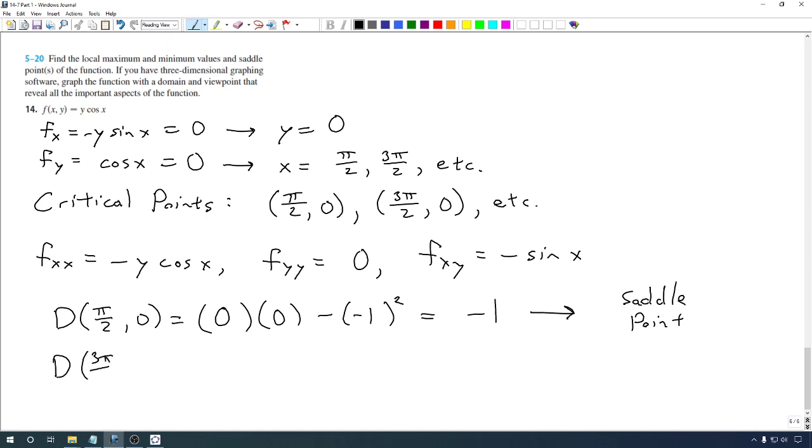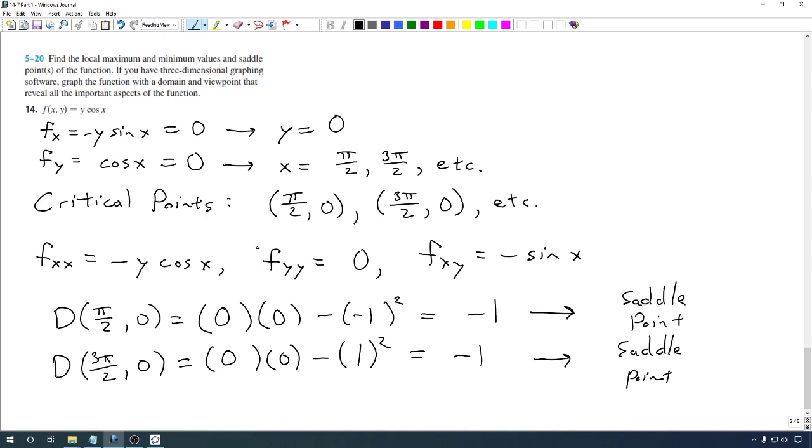If we look at 3 pi over 2 instead, again, f sub y y is 0, so we get a 0 there. Turns out this one is 0 as well. We're subtracting what we get when we plug 3 pi over 2 into this x, so we have a negative sine of 3 pi over 2, but sine of 3 pi over 2 is negative 1. So we get a positive 1 here. Again, the sign doesn't really matter because we do just end up getting a negative 1 again. So we get another saddle point.